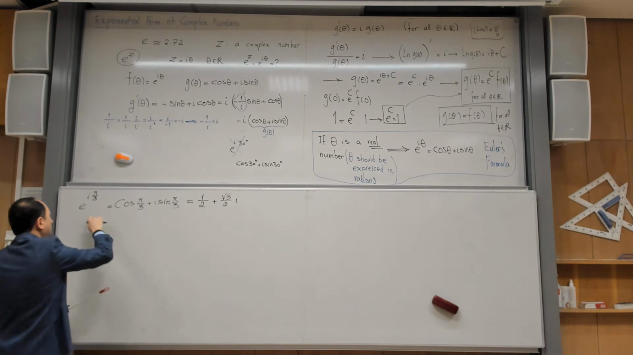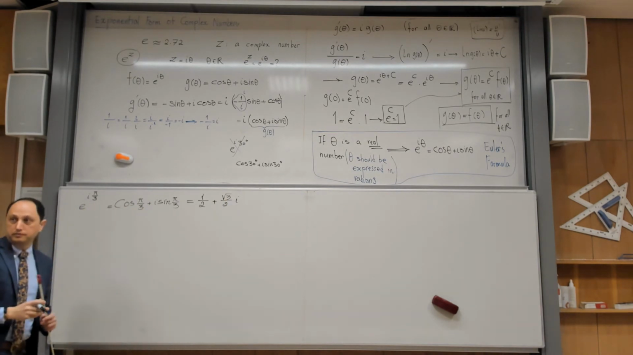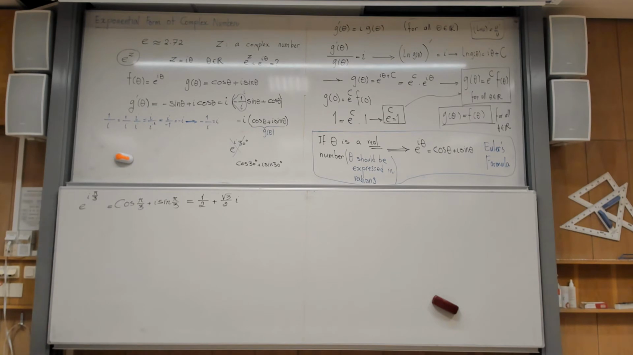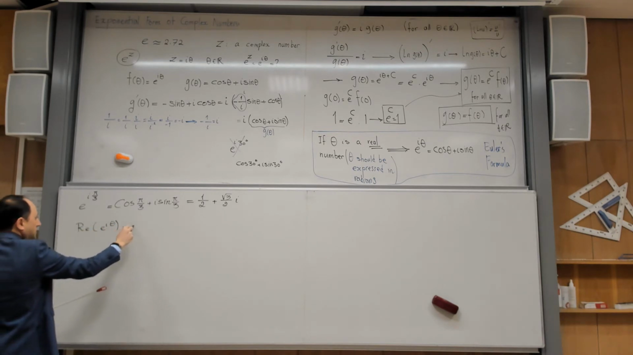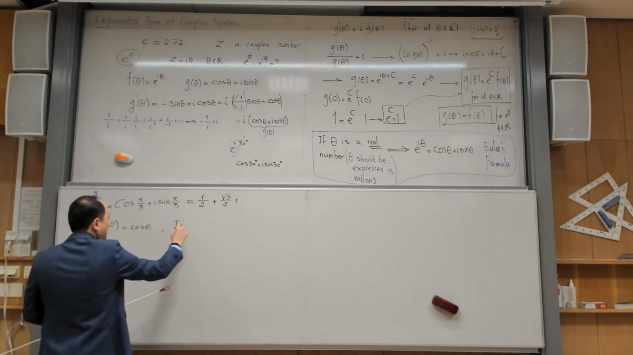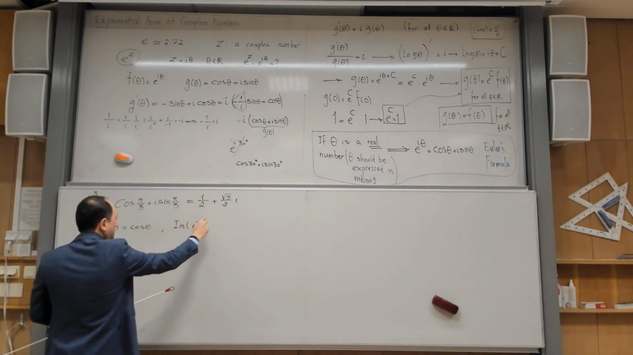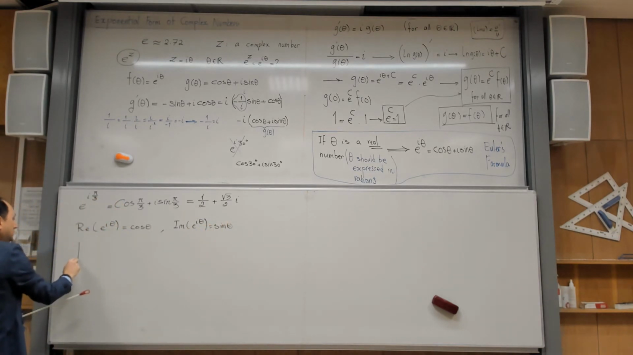So when you see e to the power of i times pi over 3, it's that complex number. Yes? Okay, now let me, for example, ask you some questions. If I ask you what is the real part of e to the power i theta, you answer cosine theta. If I ask you what is the imaginary part of e to the power i theta, you answer sine theta. Okay, let me ask you another question. What is the absolute value of e to the power of i theta?